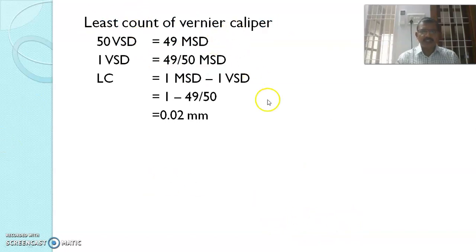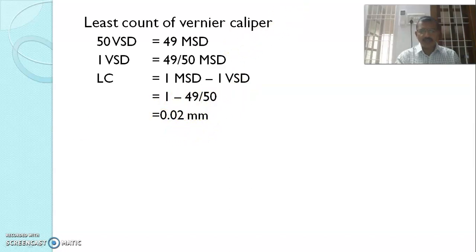Then the least count of a vernier caliper. In most vernier calipers, 50 vernier scale divisions are equal to 49 main scale divisions. So 1 vernier scale division equals 49 by 50 main scale divisions. So least count equals 1 main scale division minus 1 vernier scale division, so 1 minus 49 by 50. So least count equals 0.02 mm.